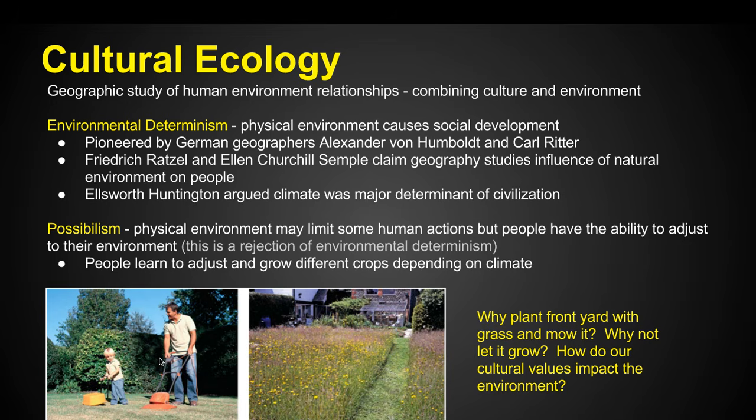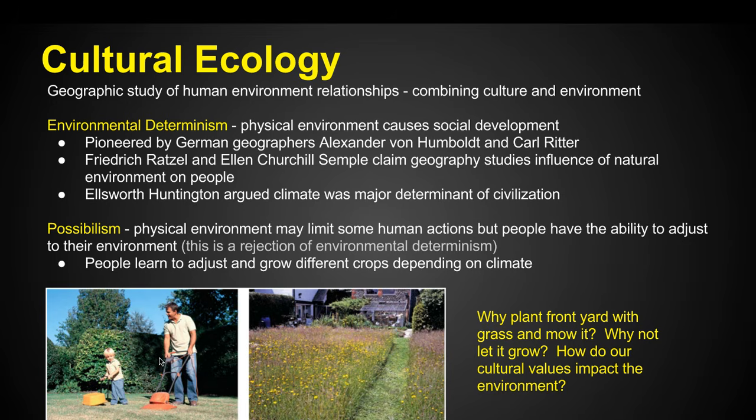This understanding and research was pioneered by German geographers Alexander von Humboldt and Karl Ritter. After them, we've got Friedrich Ratzel and Ellen Churchill Semple, who claim geography studies influence of natural environment on people. It's the same kind of thing. They extend on it, like, okay, the natural environment, people are going to live on this lake because they're able to fish there. They're able to travel across that lake faster than they would over a mountain.